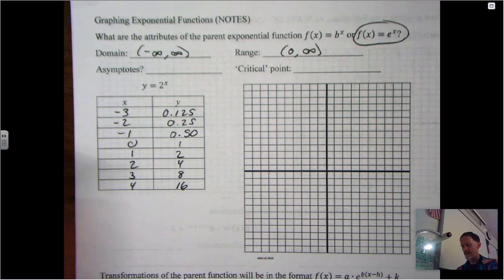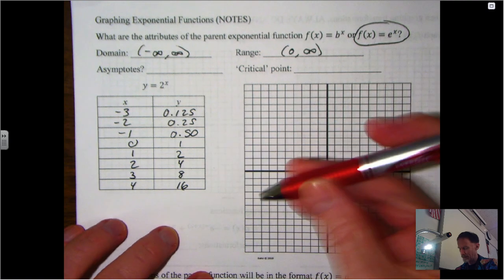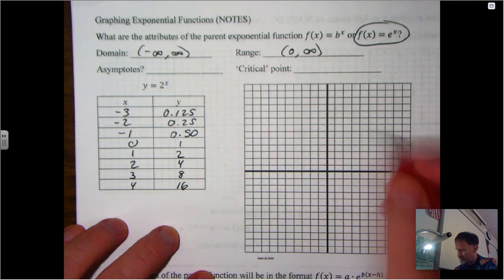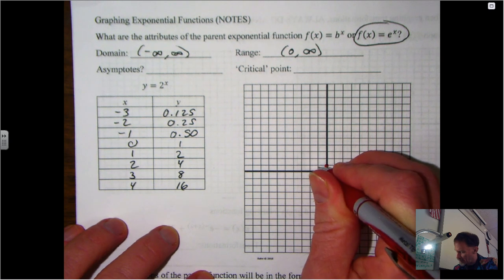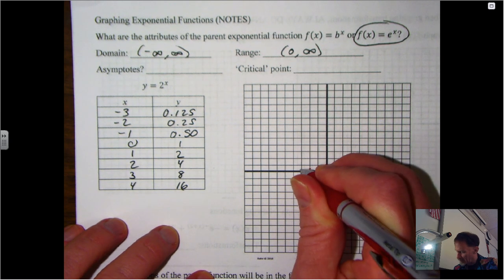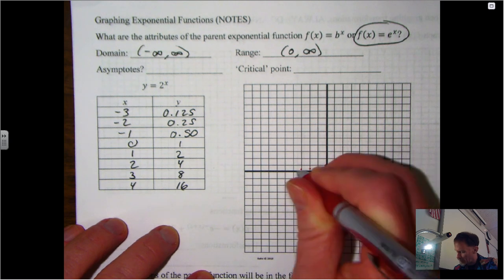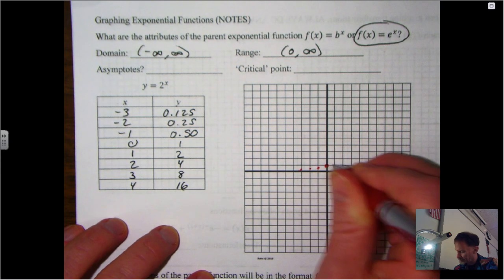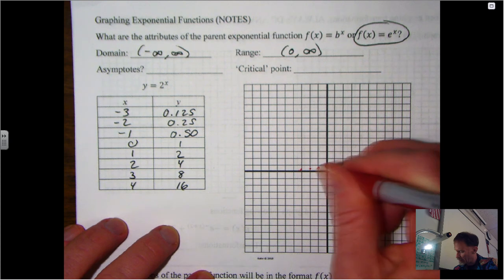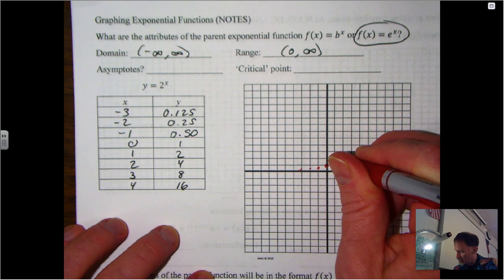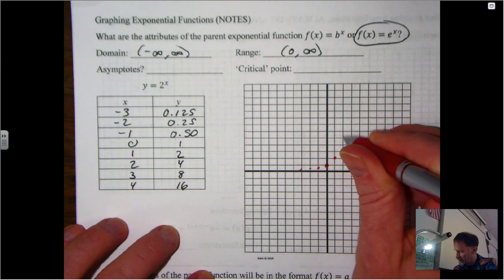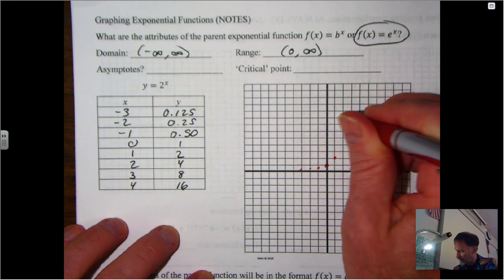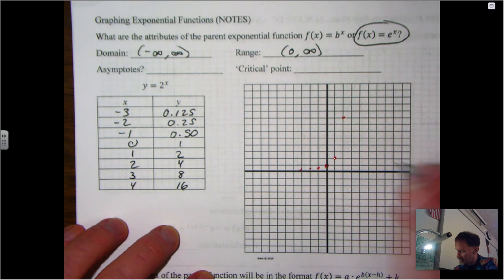And if I were to plot these things, it's kind of hard to plot the 1/8 and the 1/4 and 1/2 really accurately, but I'm going to try. So here is my y-intercept at 1. There's a half, there's a fourth, there's an eighth. Obviously it's going to get closer and closer on this end. And then when x is 1, it's 2, and so on up. I'm not going to have room for the 16, and that's okay.